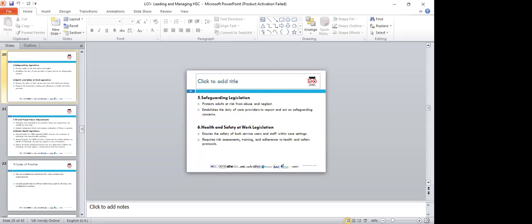Then let's look at the Health and Safety at Work legislation, normally 1974. It ensures the safety of both service users and the staff within the care setting. It requires risk assessment, training, and adherence to health and safety protocols. So do you understand the reason why every employer has to give mandatory care training before they allow staff to work? Very important. You might even be a nurse from Nigeria or Ghana, but you still need to have your mandatory training.